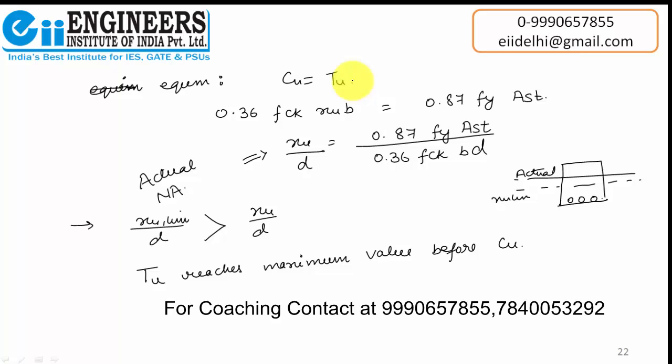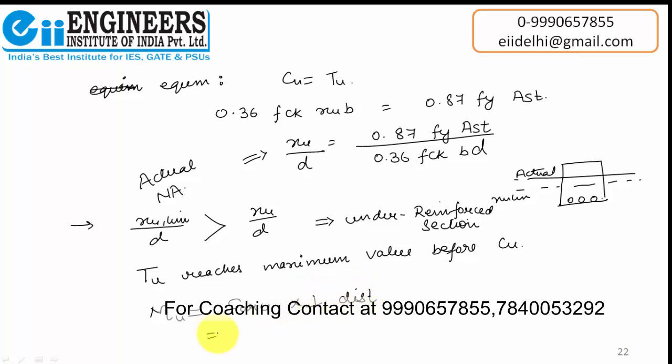We can also name it as CU and TU instead of C and T. So if T reaches the maximum value first, it becomes an under reinforced condition, or we can also say our structure is an under reinforced section. And in this case, if we have to find moment, what is moment? Moment is of course force into perpendicular distance.